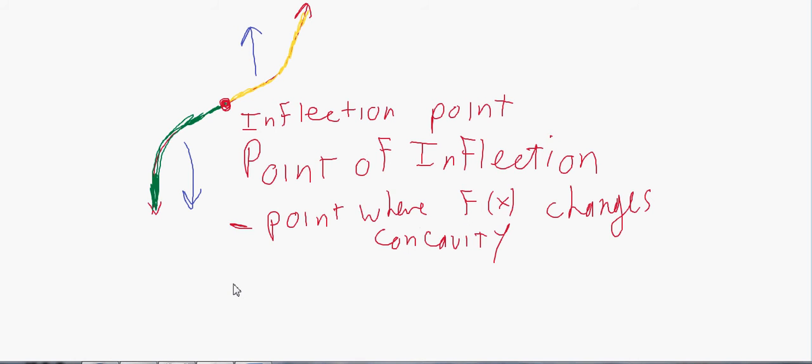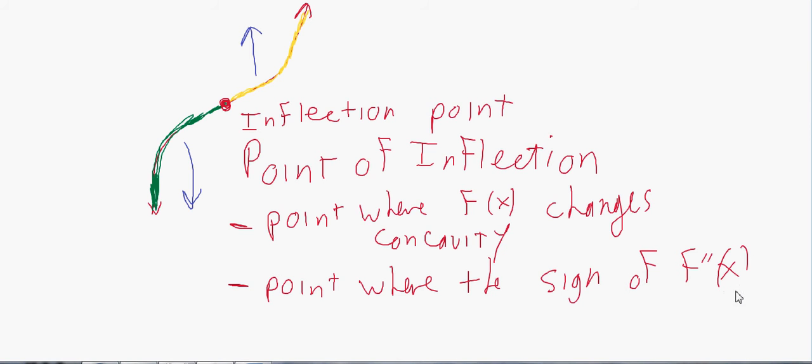Okay? And we know concavity changes if the second derivative changes. So that's how we find points of inflection. A point where the sign of the second derivative of our function, f double prime of x, changes. So if f double prime goes from positive to negative, that's an inflection point, as long as there's a point there. If f double prime goes from negative to positive, that is an inflection point.